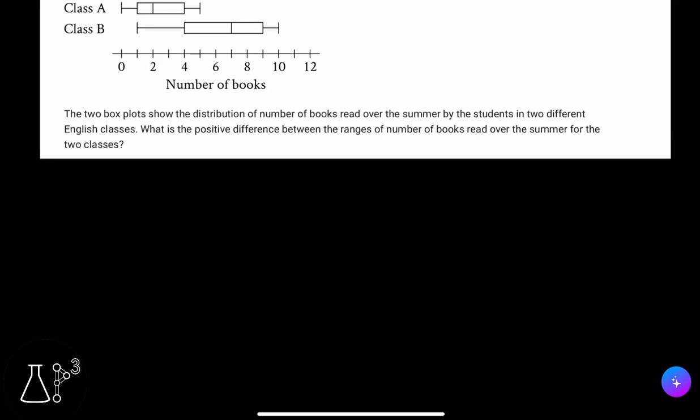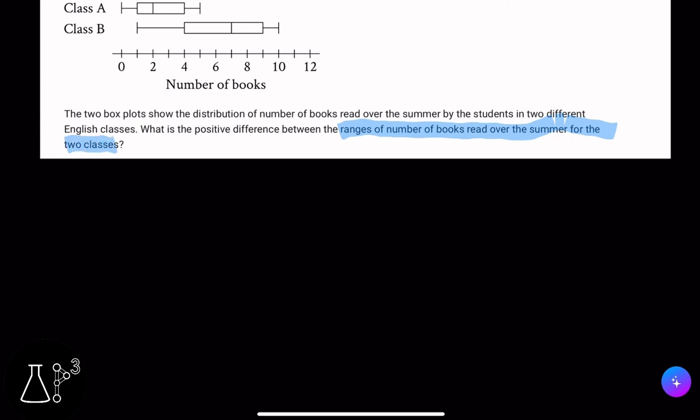Okay, let's do another question. The box plots below show the distribution of the number of books read over the summer by students in 2 different English classes. What is the positive difference between the ranges of the number of books read over the summer for the 2 classes? So we're looking for the positive difference between the ranges of books read for both classes, meaning the range of class A and class B. And that is important to understand, right?